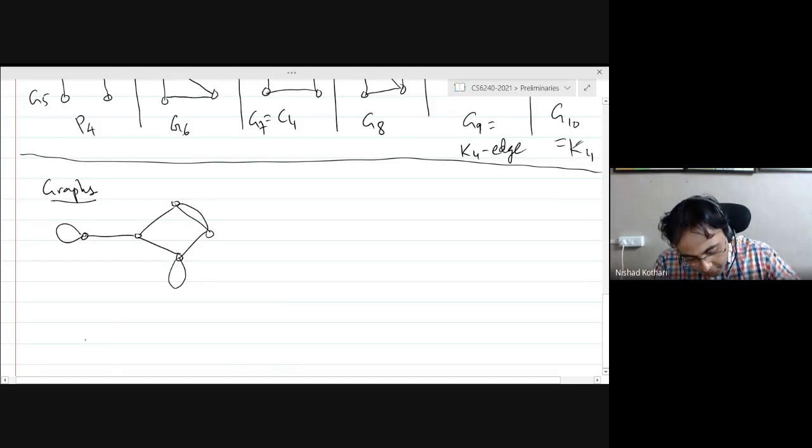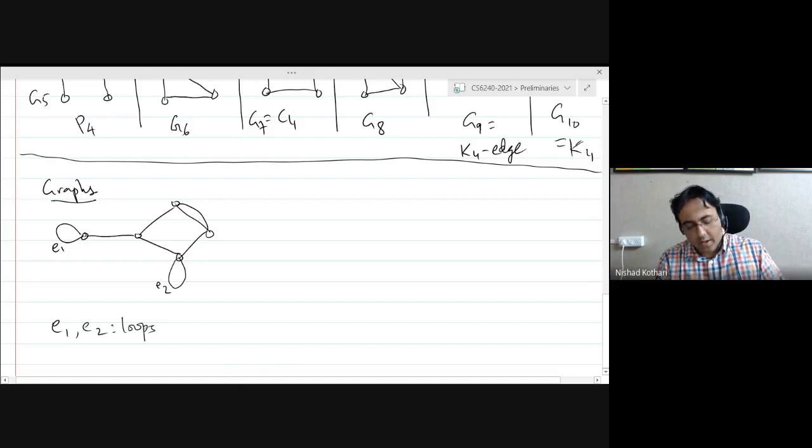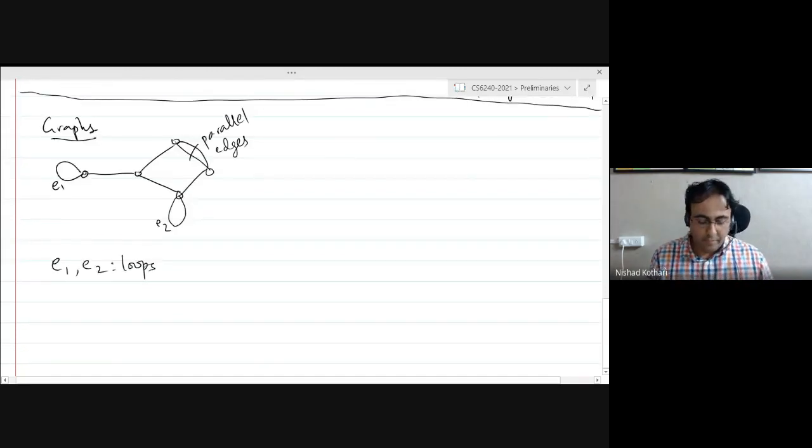So we will call such edges E1 and E2 as loops, and two edges that join the same pair of vertices, we will call them parallel edges. Okay, so in general we are going to allow loops and parallel edges.